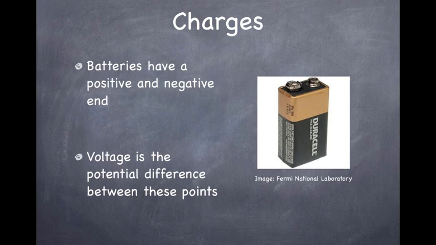Batteries have a positive end and a negative end. So you see a positive end right here, you see a negative end right there. Voltage is the potential difference between these 2 points. So this could be like 10 and this could be 1, but the potential difference or the voltage between those would be 9 because there's 9 difference between them.